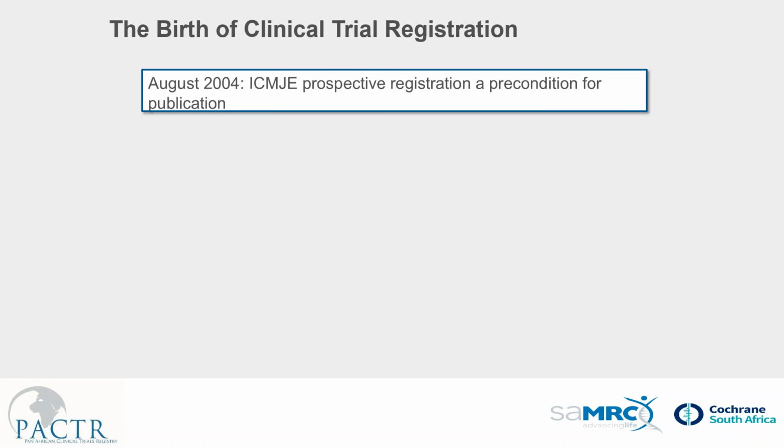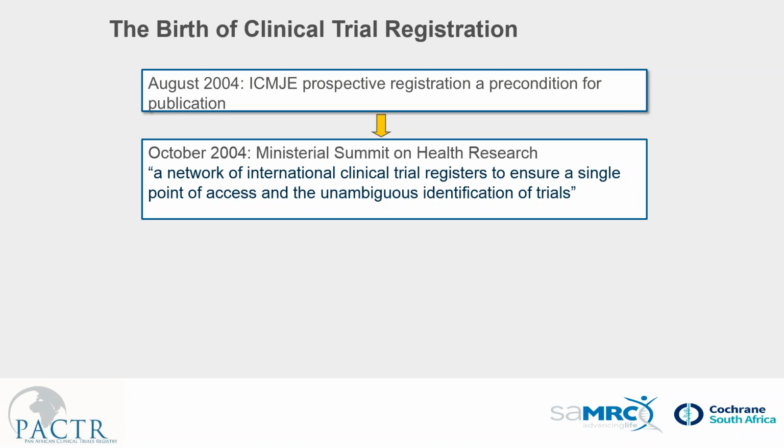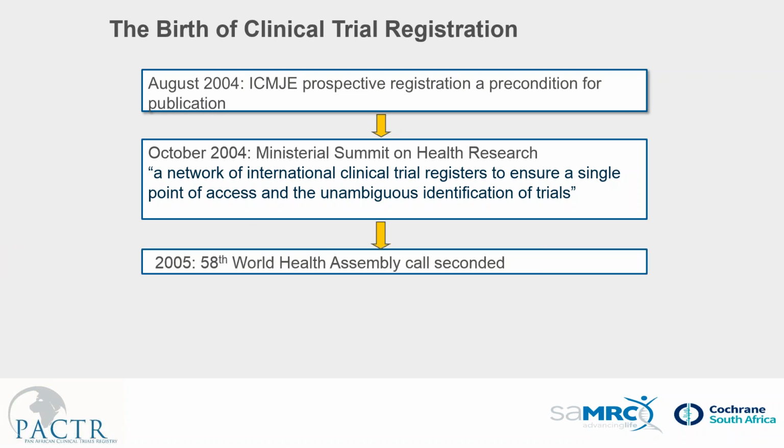In August of 2004, the International Committee of Medical Journal Editors proposed prospective registration as a precondition for publishing trial results in any of their member journals. And then in October of that year, the Ministerial Summit on Health Research asked the WHO to establish a network of international registers so that there's a single point of access and the unambiguous identification of all clinical trials. This was seconded later in that year by the World Health Assembly.